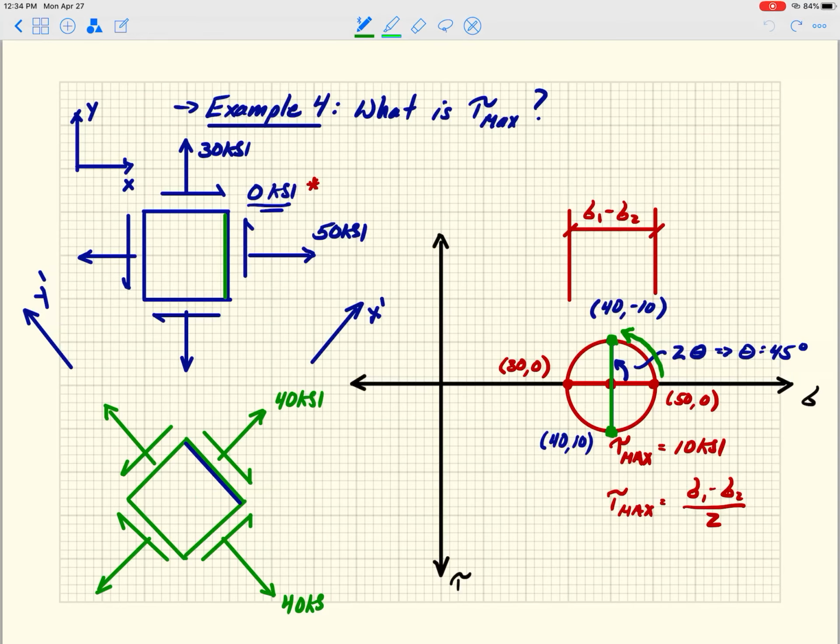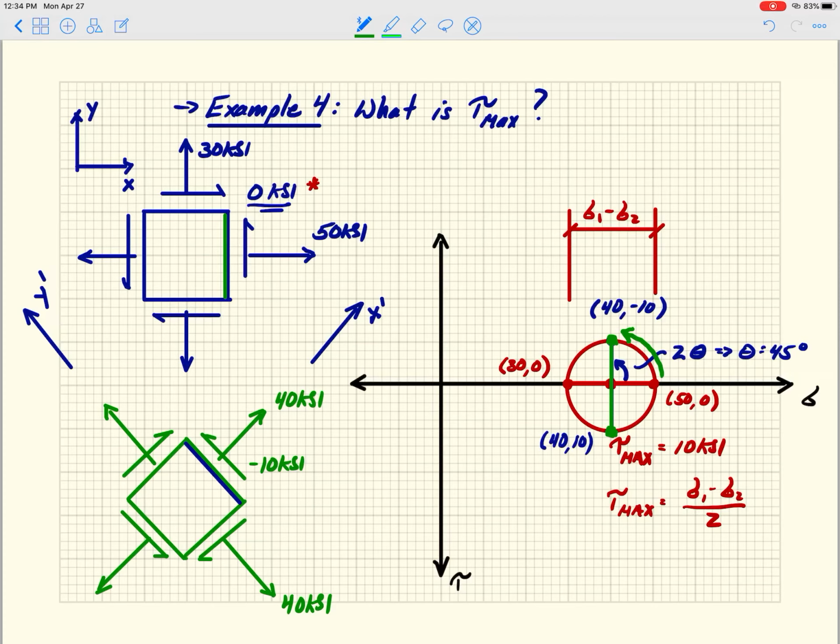Okay. Now for consistency, what I'm going to do is draw these in the positive direction, just so we don't get confused. And then I'm going to label them as a minus 10 KSI, just like that. So they're drawn in the positive direction, and labeled minus 10 KSI. That means that they're going the opposite direction of the arrows.